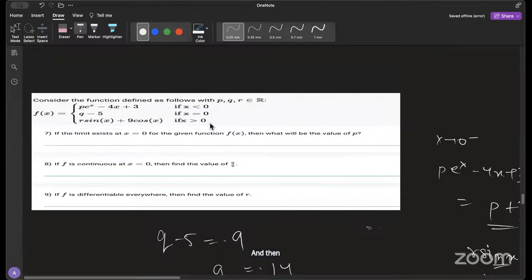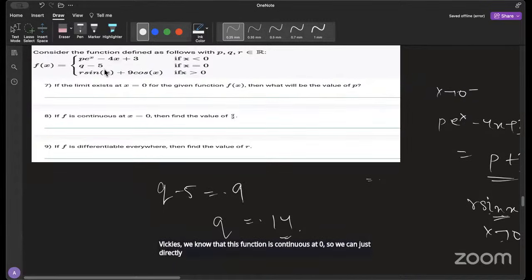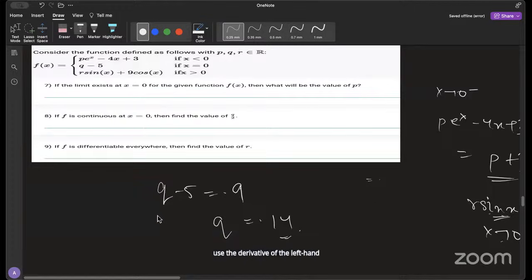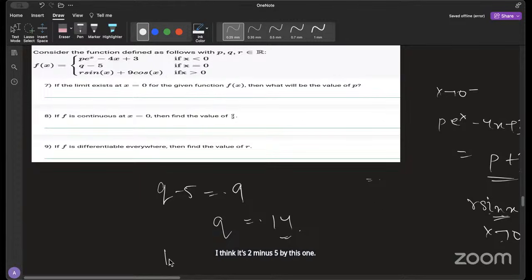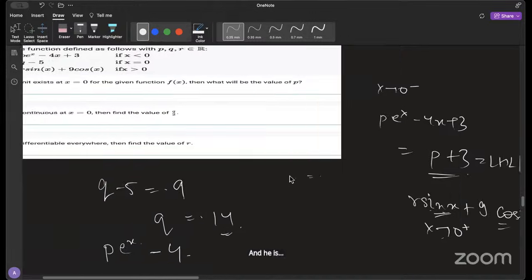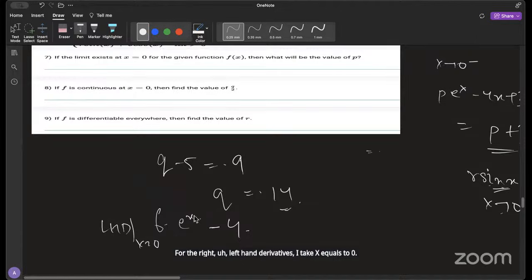And then for r, you have been given differentiability. Because we know that this function is continuous at 0, we can just directly use the derivative of the left hand branch and the right hand branch. The left hand branch will give you p e to the power x only minus 4. And p is 6, right? So p is 6, you'll have this for the left hand derivative at x equals 0. Actually, you should substitute 0 here. So you'll get 6 minus 4, 2.